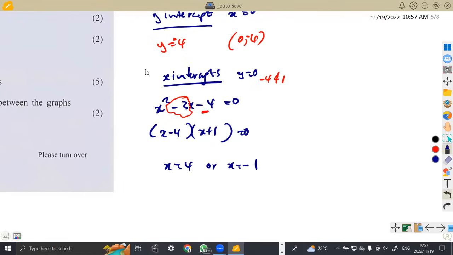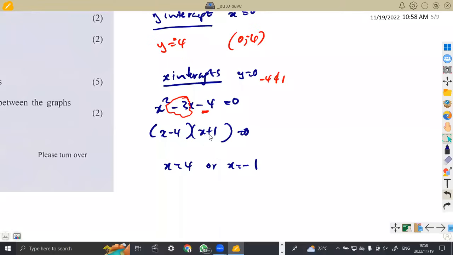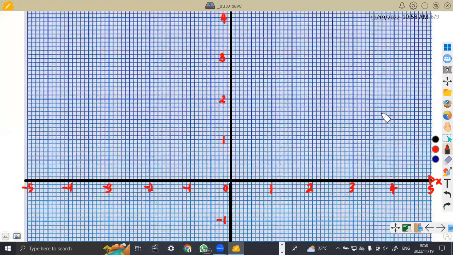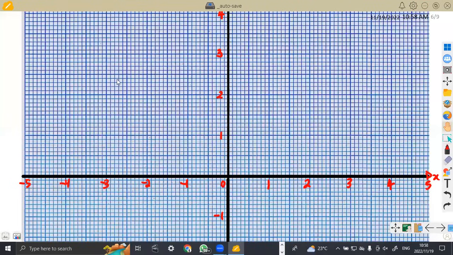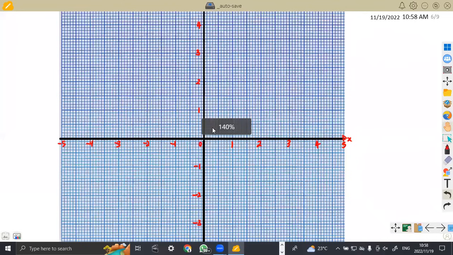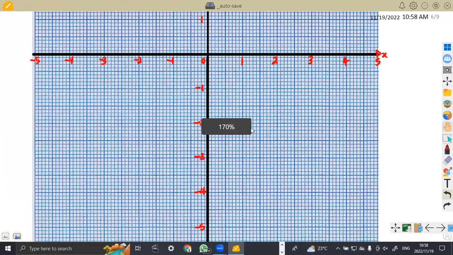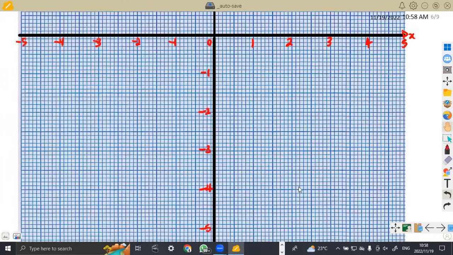You can also calculate the turning point if you want, but this information was enough for you to have the graph. So I'm just going to sketch. These points are actually enough for you to draw. We actually need graph paper. I said the y-intercept is (0, minus 4). I've got a graph here, so I'm just going to have this (0, minus 4), somewhere down there. It depends on what scale you're going to use, but we can just have it somewhere here.